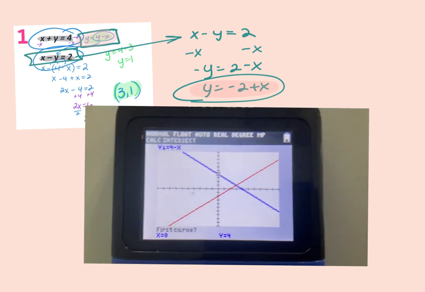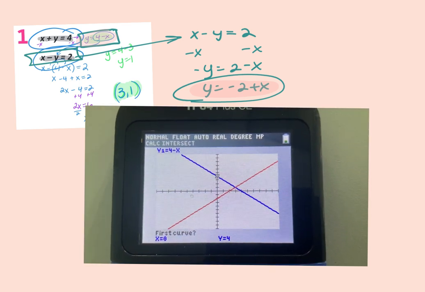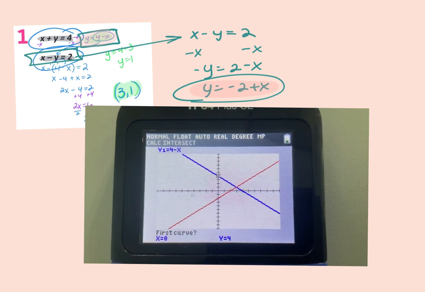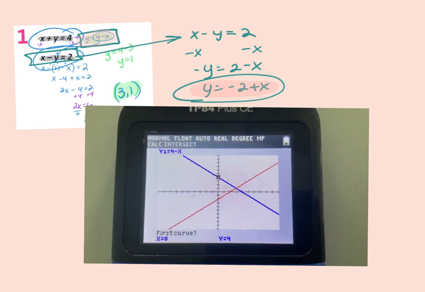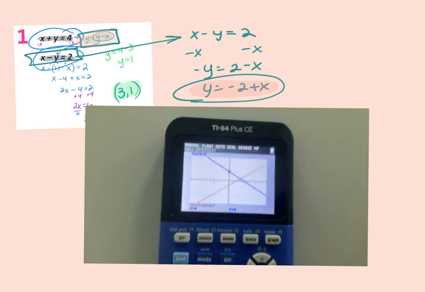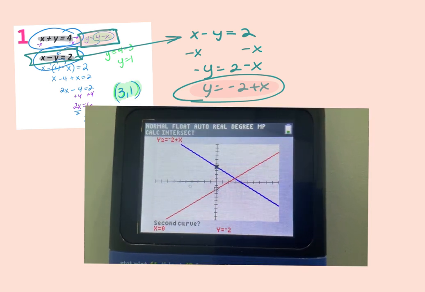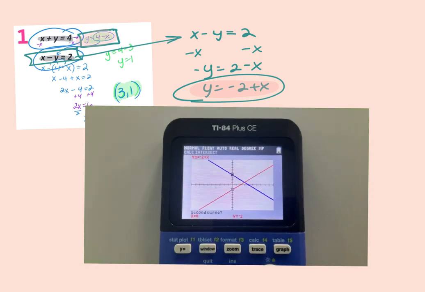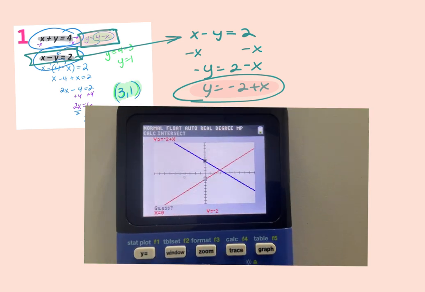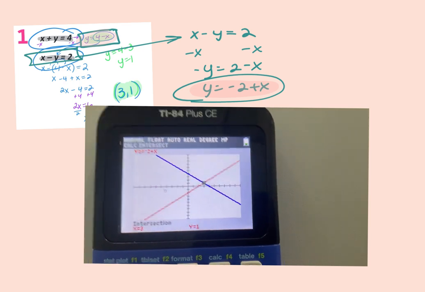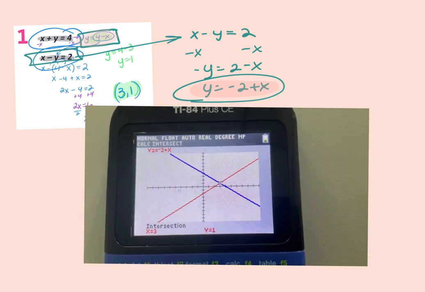And on the bottom, it asks you first curve. And as long as that flashy thing is on one of your curves, you're good. If it's not, arrow until it's on one of those lines and hit enter. And then it will jump to the second one. And yes, that's the second one. So hit enter. And then it says guess. And I'm ready for it to guess. So I hit enter again. And it says intersection on the bottom, 3, 1.